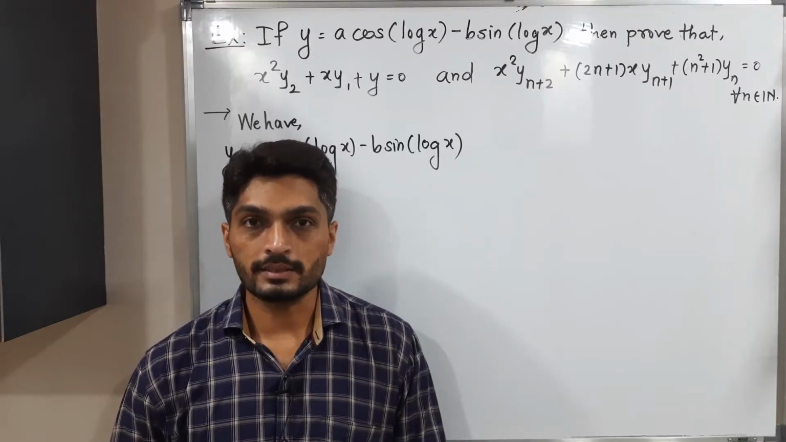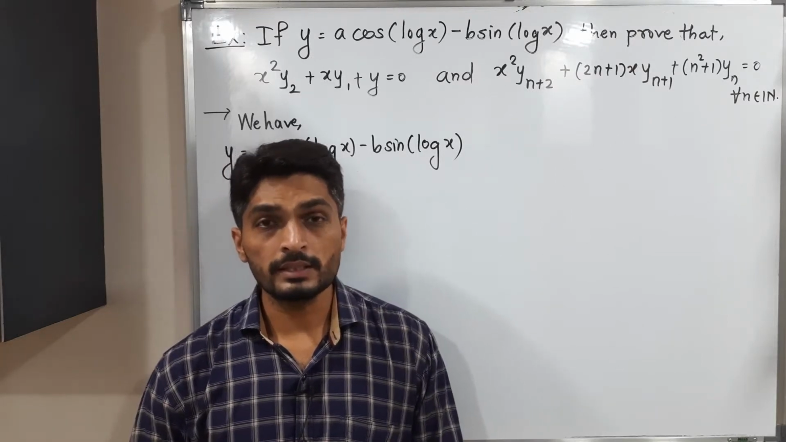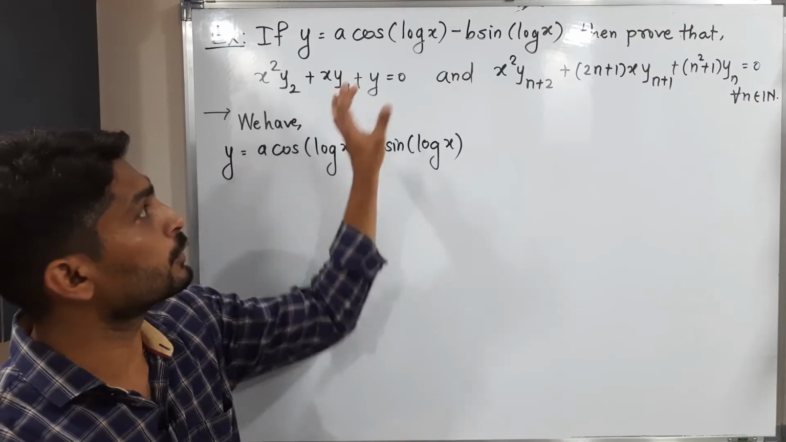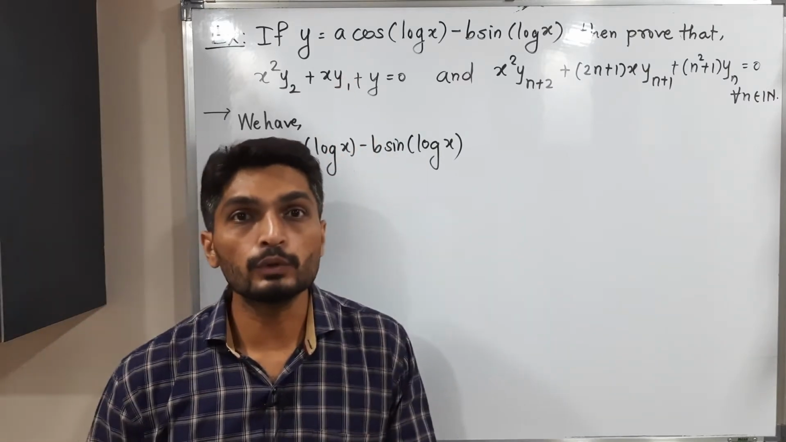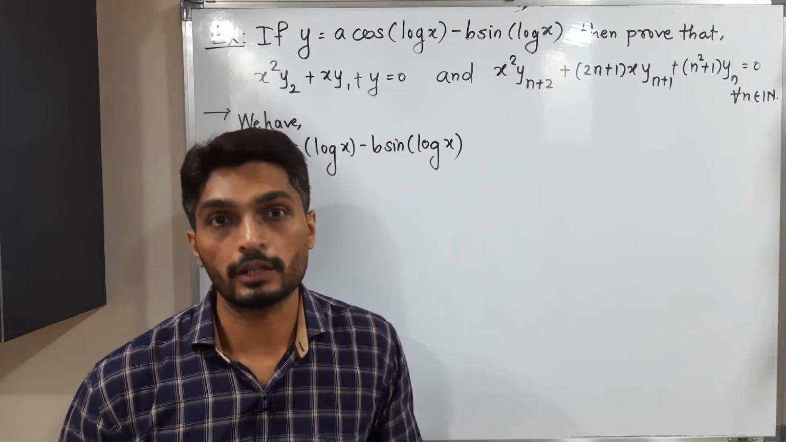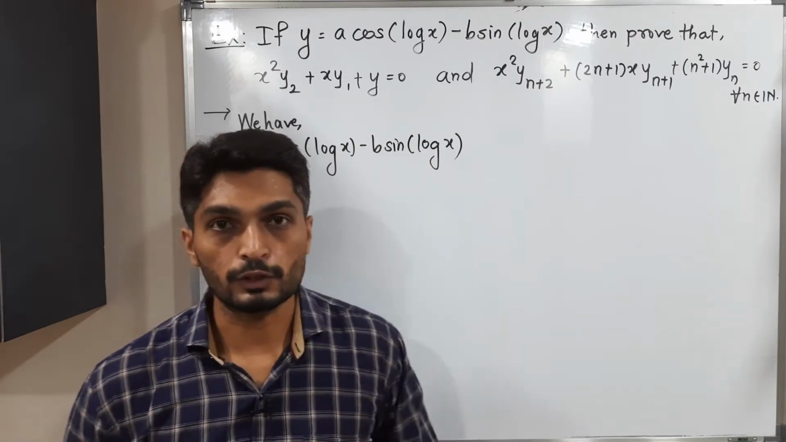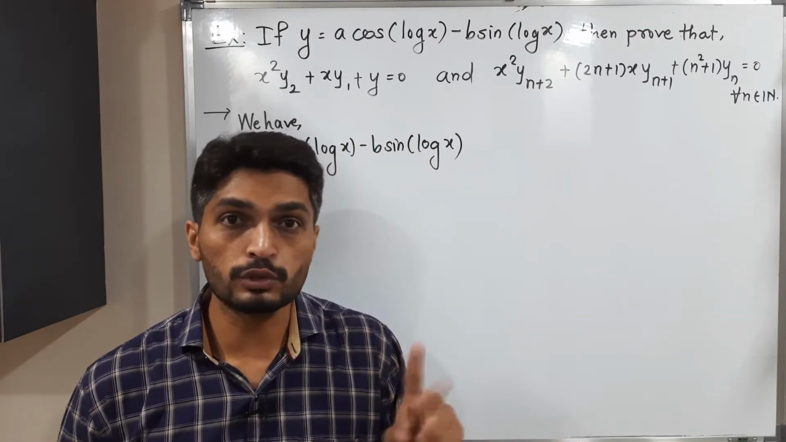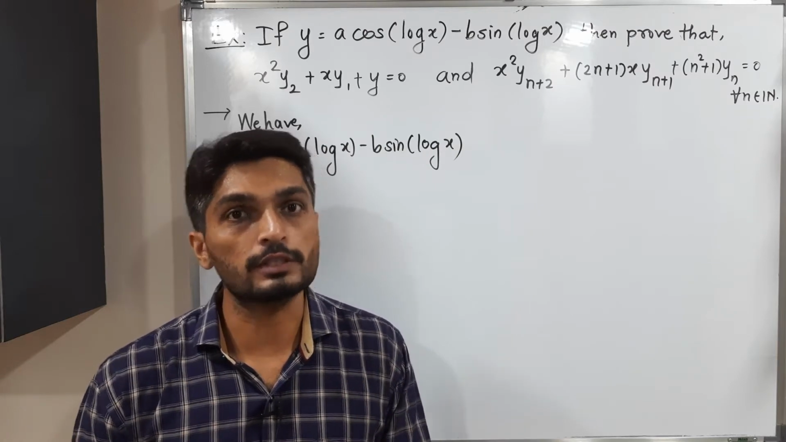Everyone, let us discuss this example. In this example they have given y is equal to this function and we have to prove that y satisfies this equation, as well as for the nth derivative it satisfies that equation. That means this question actually has two sub questions. Let us focus on the first sub question.